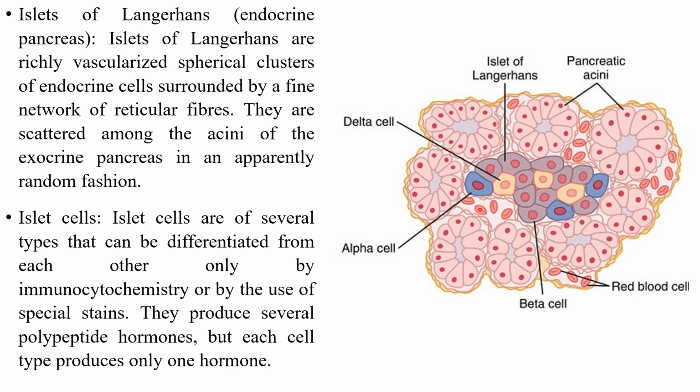And these islets of Langerhans are composed of several types of cells that can be differentiated from each other only by immunohistochemistry techniques or by the use of special stains. They produce several polypeptide hormones, but each cell produces only one type of hormone. So this is very important.